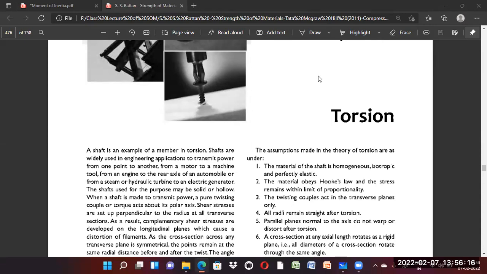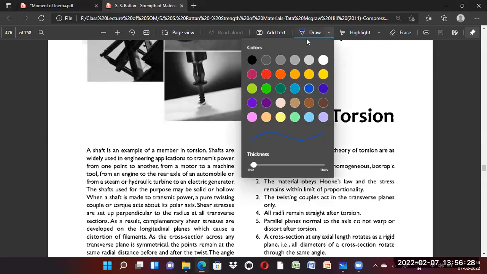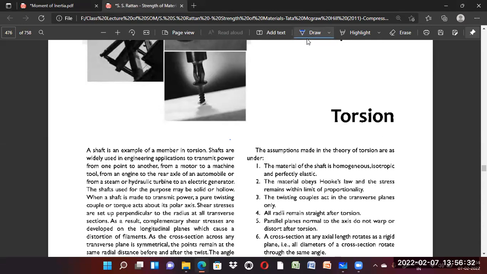Now let us see what is torsion. A shaft is an example of a member in torsion. And what is a shaft? It is widely used in engineering to transmit power from one point to another.